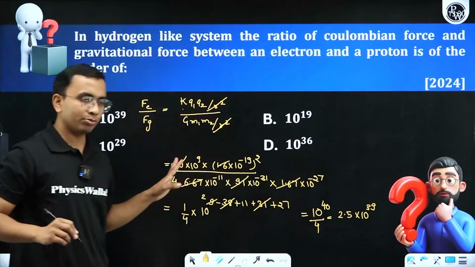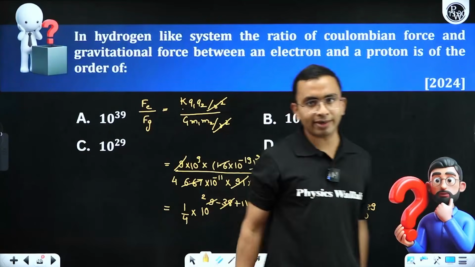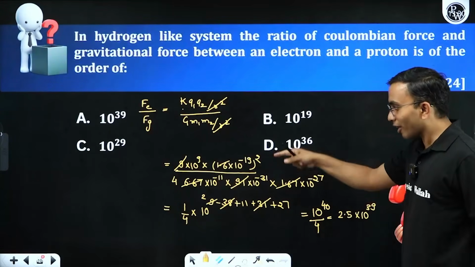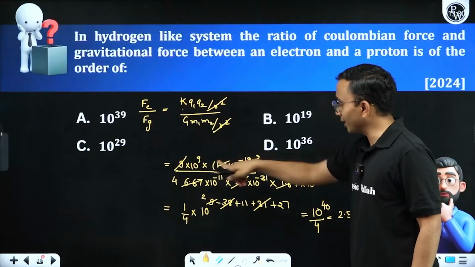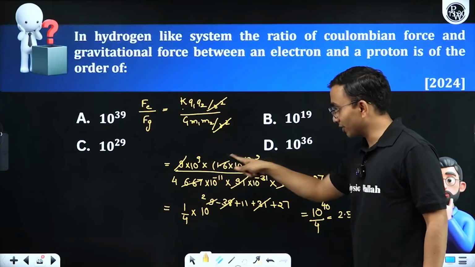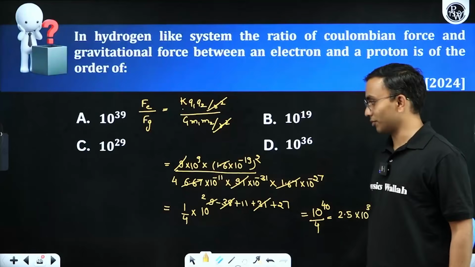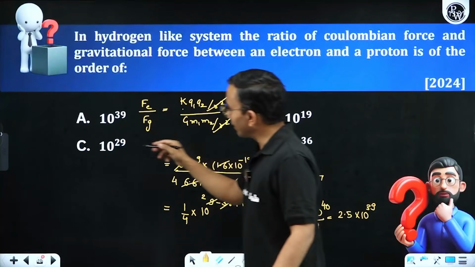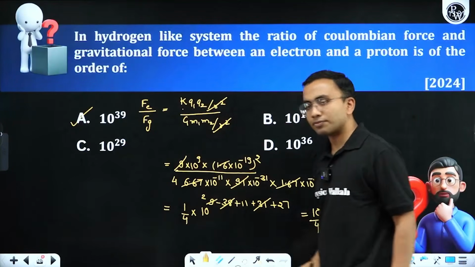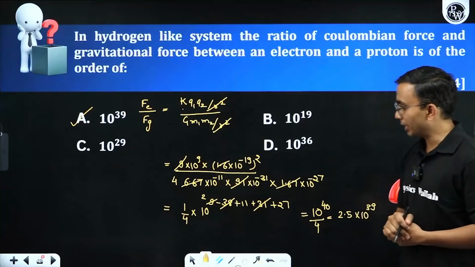The value will not be exactly 2.5, okay? It will vary because I have cancelled few things which are not exactly the same: 9.1 and 9, 1.67 with 1.6, 6.67 with 1.6 into 4. Okay, so this order we are getting as 10 to the power 39. Okay, simple, easy.